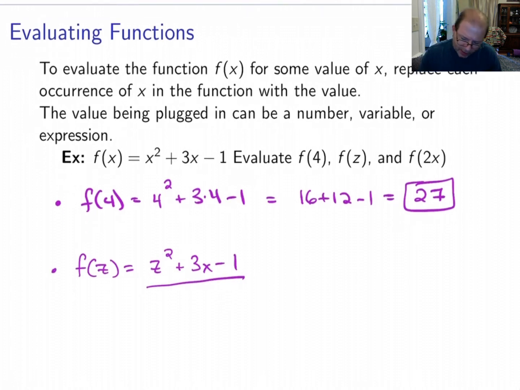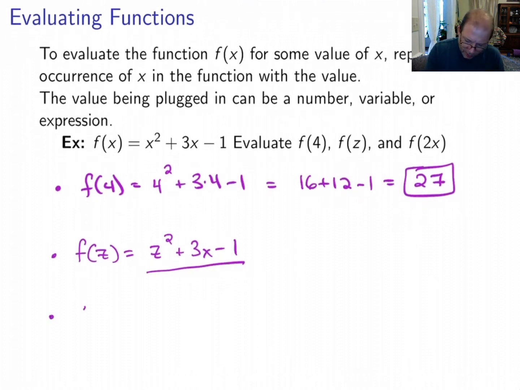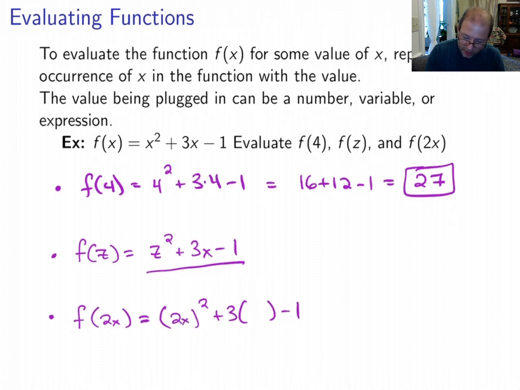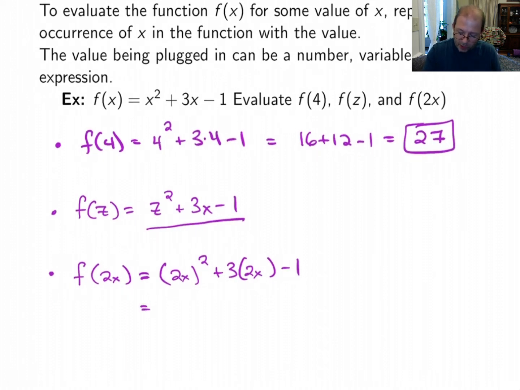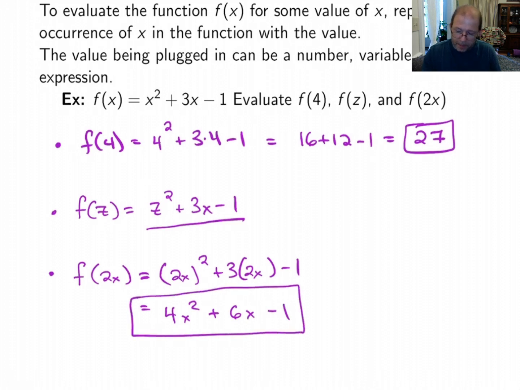Now, f of 2x, that one might look a little stranger, but what I'll do is I'll still take f of 2x, and each one of these things up here, I'm going to replace each x with 2x. So first I'm going to replace each x with a pair of parentheses. Then I'm going to put 2x inside of each of those. All right, so 2x squared, you have to square both of them, so you get 4x squared plus 3 times 2x, that's 6x, minus 1. So that's my answer there.